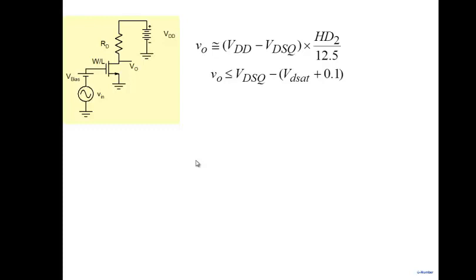Don't bother about 0.1 in exams and all that. Just put 0.1 equal to 0. So assume that this is not there. All right, then what is the optimum drain source bias?